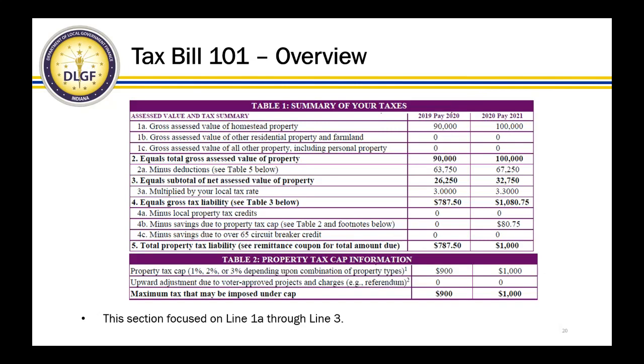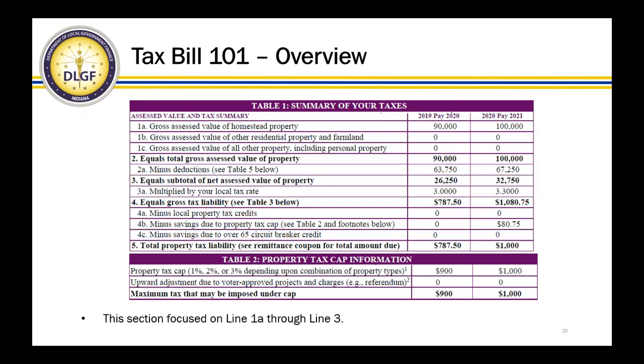So going back to what our tax bill template looks like, we've looked at how the gross assessed value is represented in 1A, 1B, and 1C, and we can sum those together. If a property qualifies for any exemptions and deductions, we can take that out in 2A to ultimately arrive at the net assessed value that we're seeing on line 3. On line 3A, we apply the local taxing district rate. From there, we can calculate what the gross liability is.